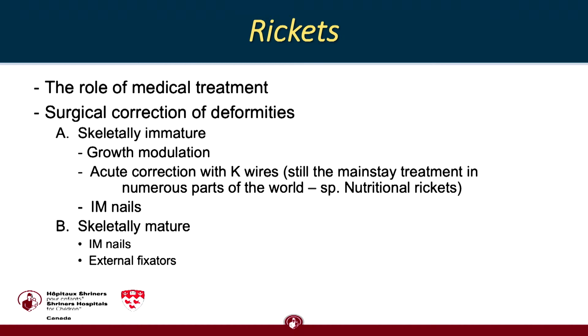In skeletally immature patients, growth modulation can work here. You can use acute correction or gradual correction. Usually we want to protect the whole bone, so you can use something like intramedullary nails, which work very well. In skeletally mature patients, you can use gradual correction with frames. You can use nails and other forms of treatment.